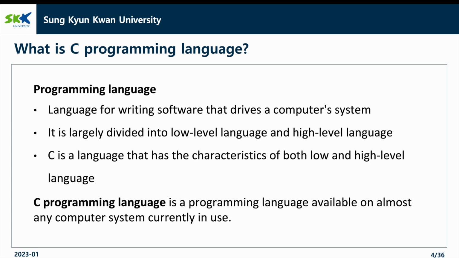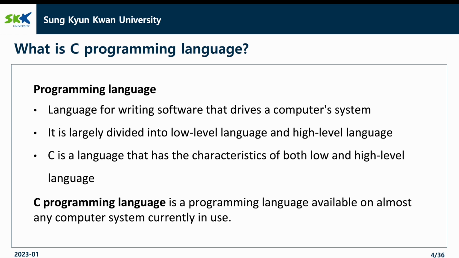A programming language is the language for writing software that drives a computer system. These programming languages are largely divided into low-level language and high-level language. Low-level and high-level languages are not good and bad languages, but are relatively divided into whether machines are easy to understand or people are easy to understand.